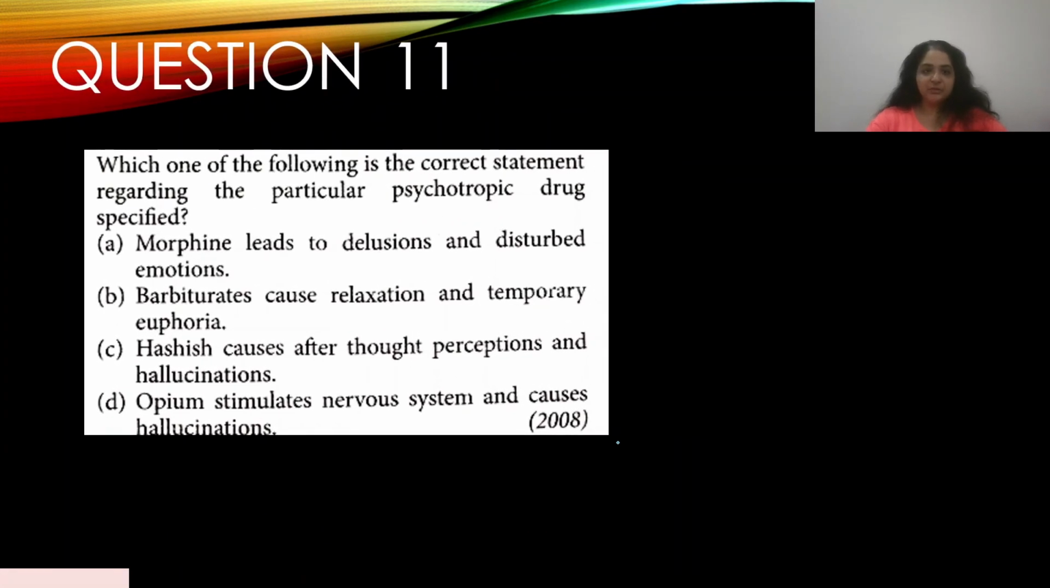Question number 11. Which one of the following is the correct statement regarding the particular psychotropic drug specified? This appeared in 2008. A. Morphine leads to delusions and disturbed emotions. B. Barbiturates cause relaxation and temporary euphoria. C. Hashish causes afterthought, perceptions, and hallucinations. D. Opium stimulates nervous system and causes hallucinations. So the correct statement regarding that is C. Hashish causes afterthought, perceptions, and hallucinations.